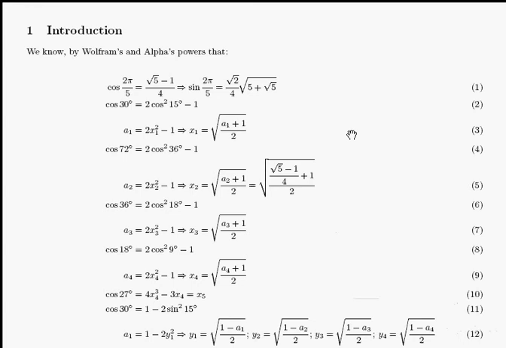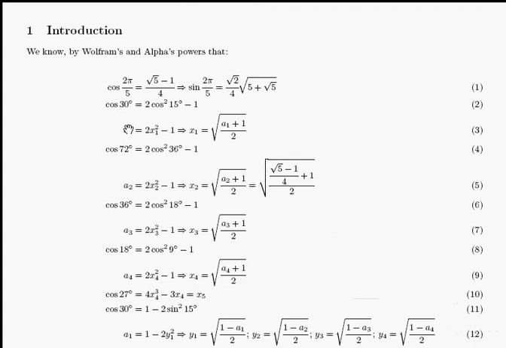Introduction. We know by Wolfram Alpha's powers that the cosine of 72 degrees is (square root of 5 minus 1) over 4. The sine of 72 degrees is the square root of 1 minus cosine of 72 degrees squared. It is square root of 2 over 4 times the square root of 5 plus square root of 5.